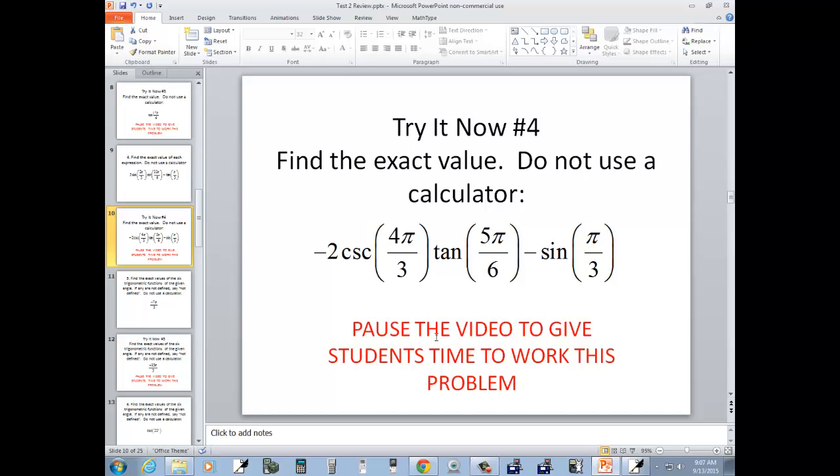Okay, here's one for you to try now. Same instructions. Find the exact value. Do not use a calculator. And at this point, pause the video and give students time to work this problem. And then after they're done, as before, go ahead and unpause the video, and I'll show the solution for it.